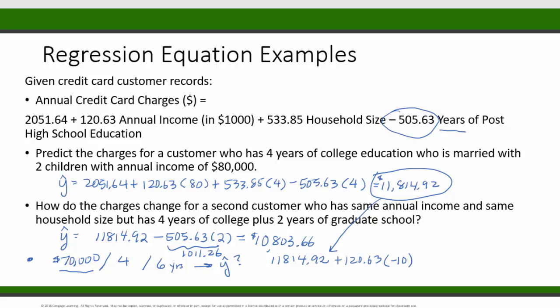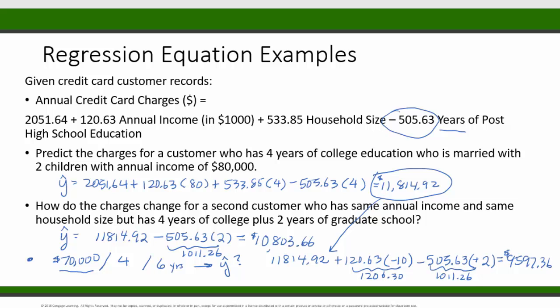Now the education years has increased by 2, from 4 to 6. So the effect of that is the coefficient negative 505.63 times an increase of 2. With this product being 1206.3 and with this one being 1011.26, the resulting annual charge is 9597.36.